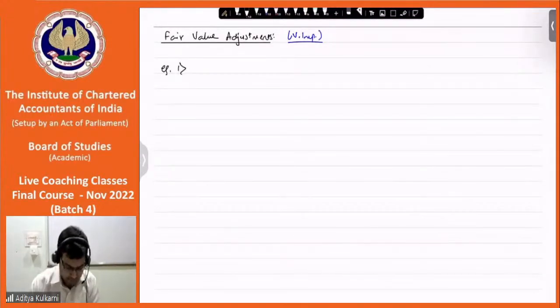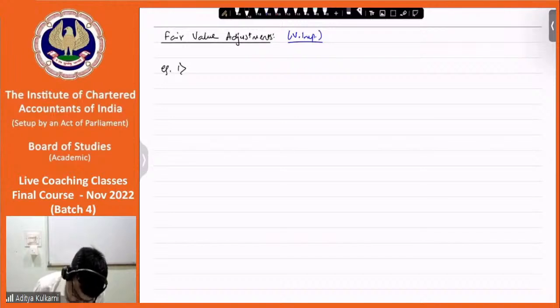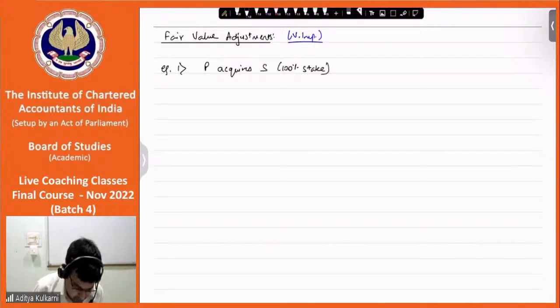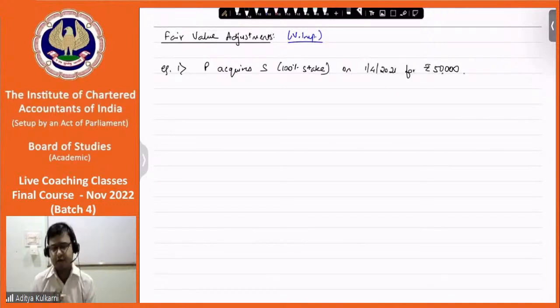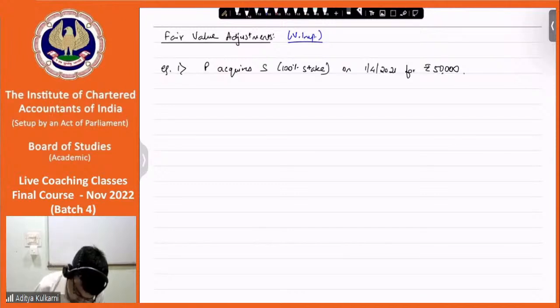First one. P acquires S, 100% stake, on 1/4/2021 for rupees 50,000. S Limited, this is the standalone balance sheet on 1/4/2021.